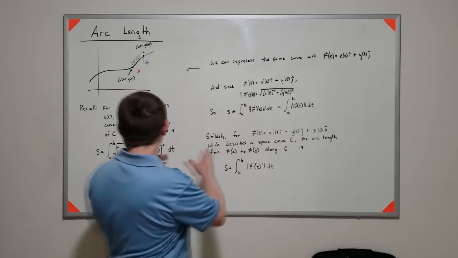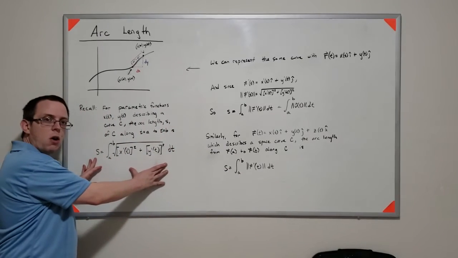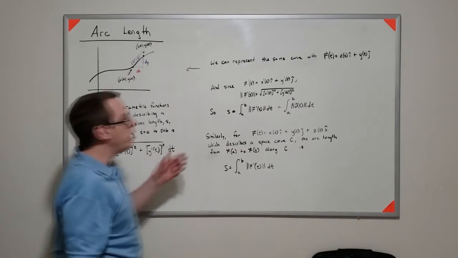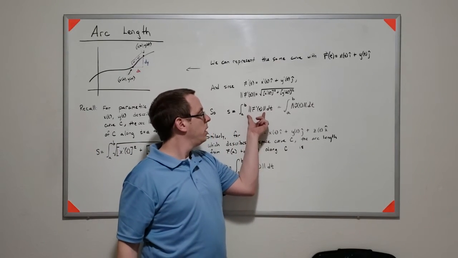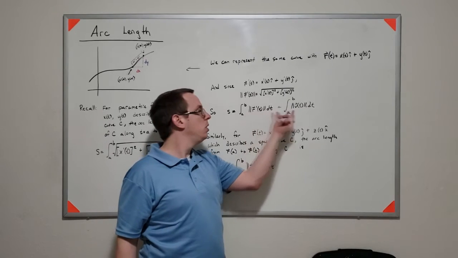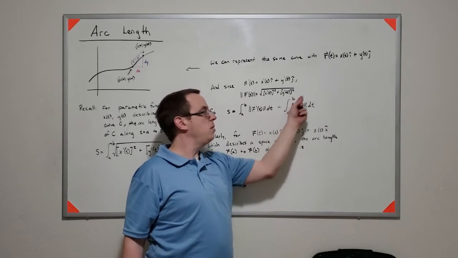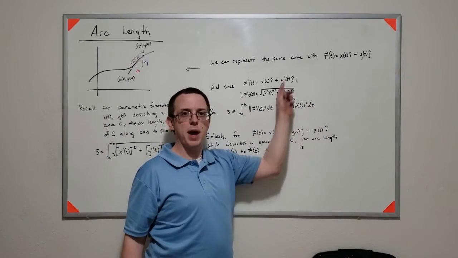So instead of writing the arc length in terms of these parameterized functions, we can write the arc length as the magnitude of the velocity vector from A to B. So integrating that dt from A to B.